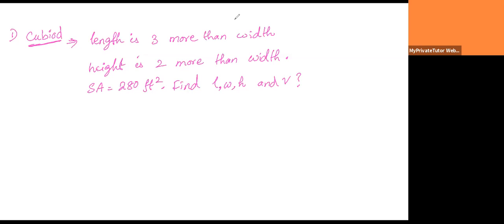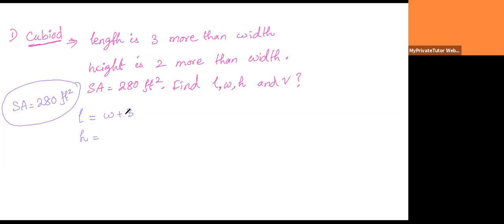Okay, so how to solve this? Once we understand the question, you can see clearly what the given data is. Surface area is the basic thing, which is 280 feet square. Just keep that in one place. They have compared the length, height, and the width here. So we can write length as L. What is length here, guys? 3 more than the width. Can we write it as width plus 3? I hope everyone agrees to this.